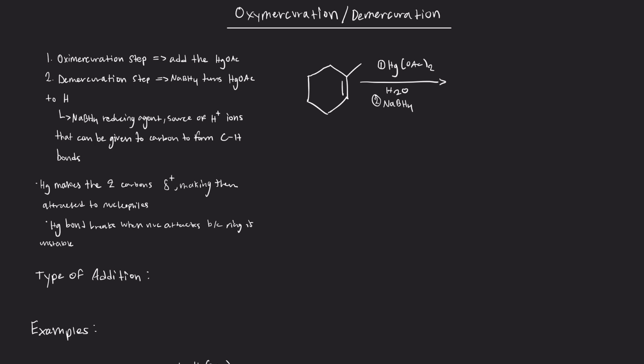And the reason NaBH4 is used is because it's a reducing agent, so it's a source of H plus ions, and it can be given to carbon to form CH bonds. To start off, I have this example here on the right, and I'll be going over the mechanism for this first one. I also have more example problems on the bottom. Oh, and also this type of addition in this reaction is anti-addition, and you'll see that later on as well.